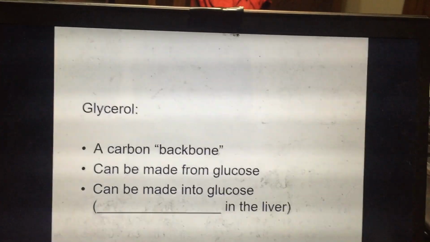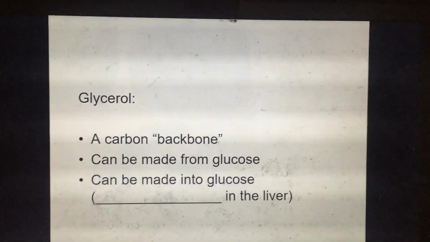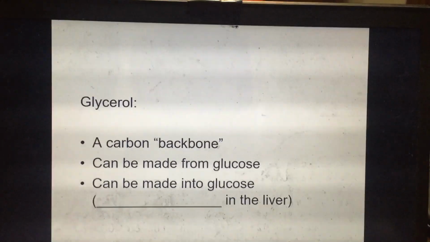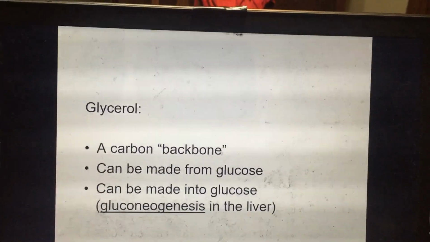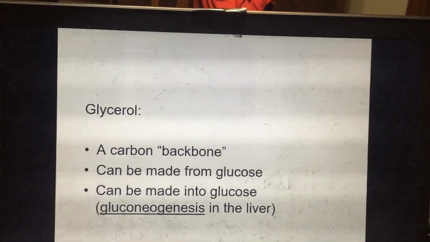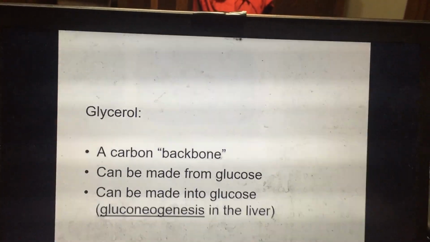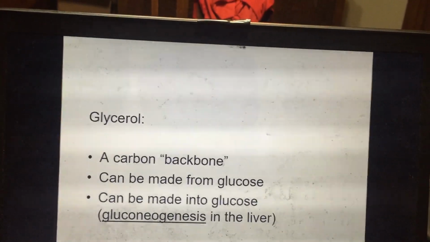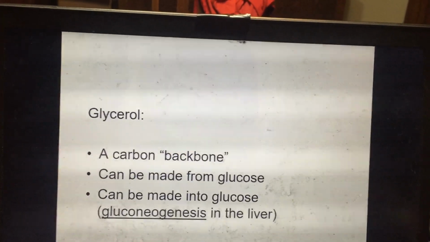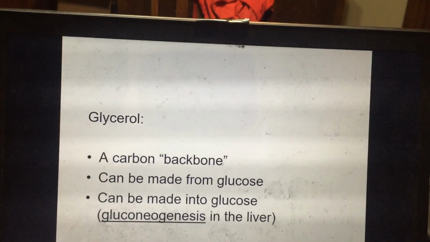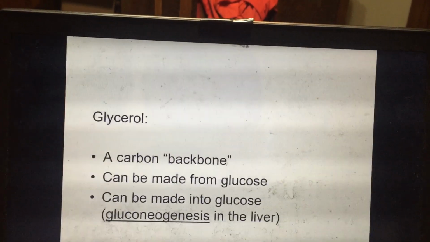So glycerol, as I mentioned, is a carbon backbone. It can be made from glucose. So glucose can be taken up into your adipose tissue and converted to glycerol. And it can also be made into glucose through that pathway of gluconeogenesis in the liver. So you recall during exercise, when you break down fats from adipose tissue, you get formation of free fatty acids in the blood plus glycerol. The glycerol can go to the liver and be made into glucose through the process of gluconeogenesis. So that process would be very active during exercise.